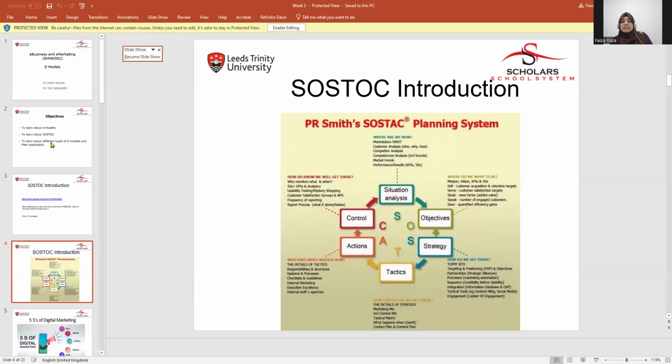Finally, C refers to control. So how do we know we will get there? Who monitors what and when? Then usability testing or mystery shopping, then customer satisfaction surveys, then frequency of reporting, and then report processing: what, if, how, when, these kinds of questions.